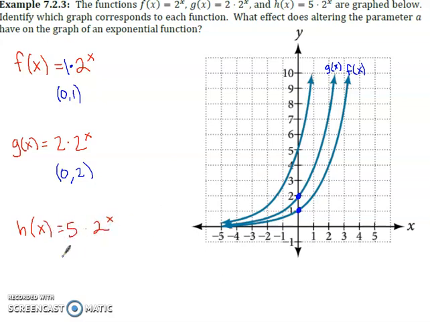So my a here is 5, so I have (0, 5). So my vertical intercept is 5, and sure enough, that gives me my third graph of h of x. So altering the parameter of a changes my vertical intercept, but if we look, it also causes our graph to increase at a greater rate. So what effect does altering the parameter of a have? It is going to affect the vertical intercept and the growth rate.